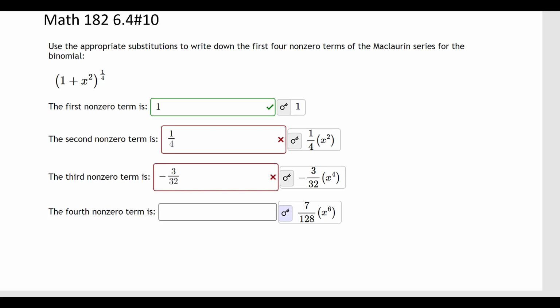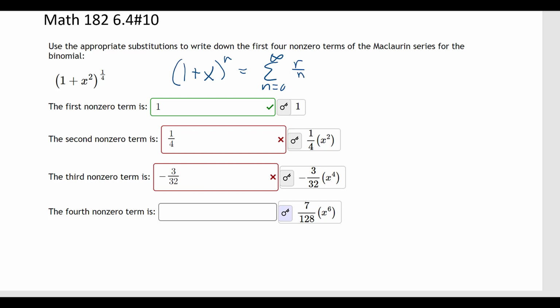It says use the appropriate substitution to write down the first four non-zero terms of the Maclaurin series for the binomial (1 plus x squared) to the 1/4. So our general formula is, well, (1 plus x) to the r power is the sum, n goes from 0 to infinity, r over n.